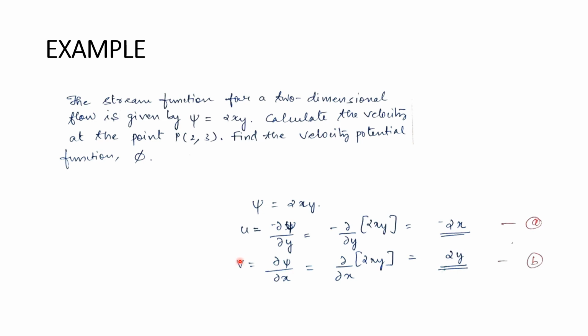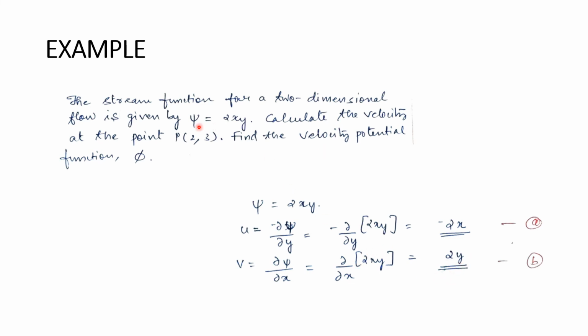And similarly v is dou psi by dou x, in terms of the stream function. We are representing it in terms of the stream function. Dou psi by dou x is equal to dou by dou x of 2xy. Differentiating with respect to x, it would be 1. So 2 into 1, that is 2y. So you got the velocity.